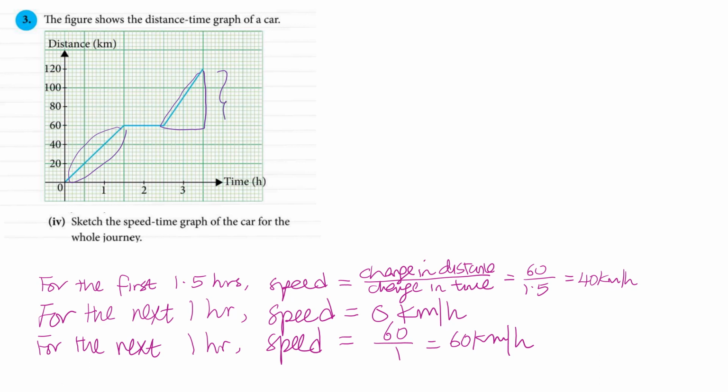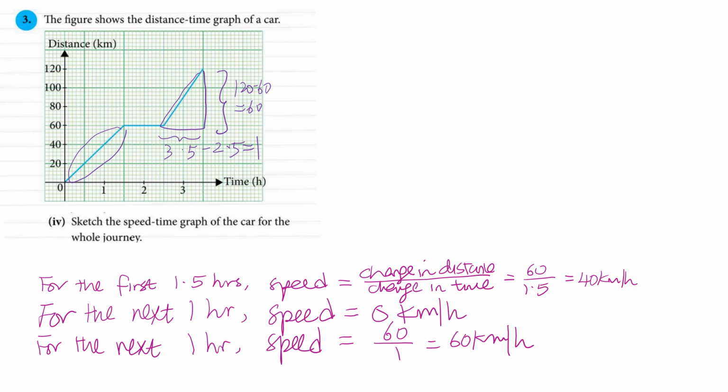So from here to here, the change in the distance will be 120 minus 60, which is just 60. Then the change in time will be 3.5 minus 2.5, which gives you 1. So it will be just 60 divided by 1. So it's traveling at a constant speed of 60 km per hour for the last 1 hour.